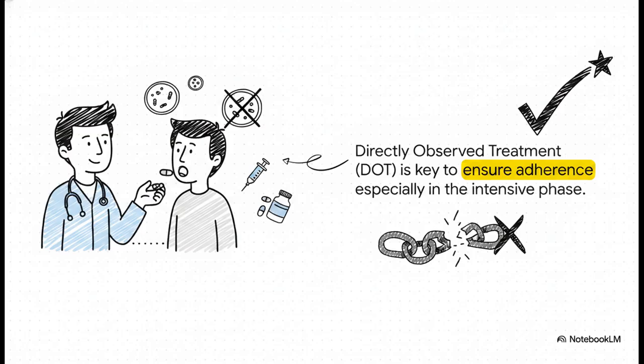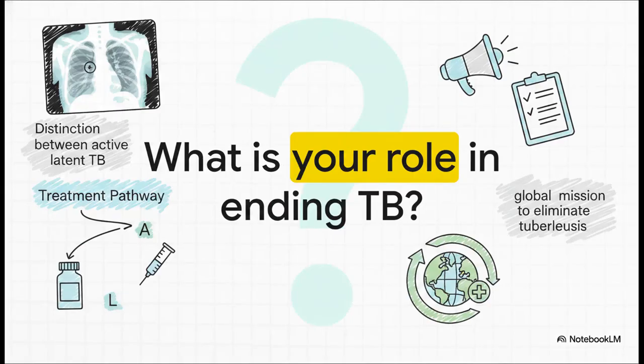Your second big job is making sure your patient actually finishes their treatment. The gold standard here is something called directly observed treatment, or DOT. This means a healthcare worker actually helps the patient take their pills. It sounds intense, but it's the best way we have to ensure they get cured and to prevent scary drug-resistant strains from developing.